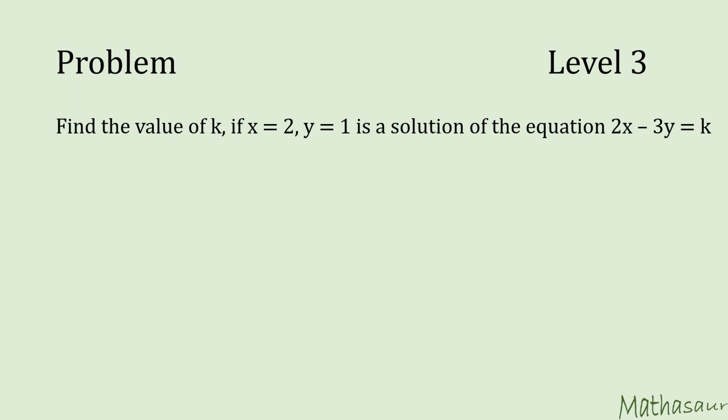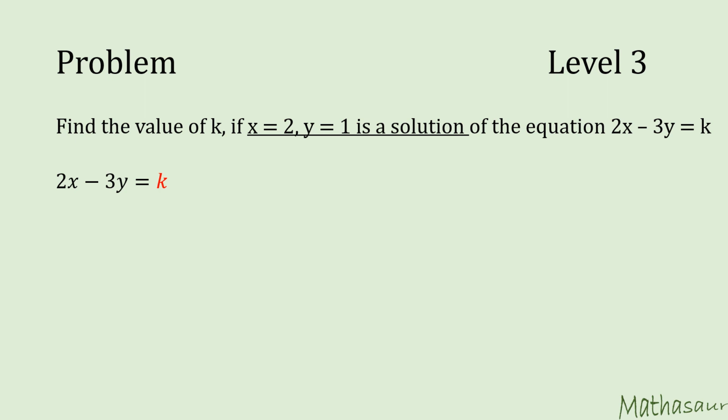Let us look at another problem. Find the value of k if x equals 2, y equals 1 is a solution of the equation 2x minus 3y equals k. So we are given an equation 2x minus 3y equals k and we have to find the value of k. Now what does it mean when the question says that x equals 2 and y equals 1 is a solution? Recall that when we were solving equations, we were looking at values that satisfied an equation, which meant that left hand side equaled right hand side for given values of x and y.